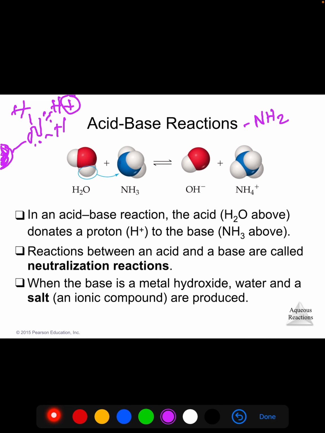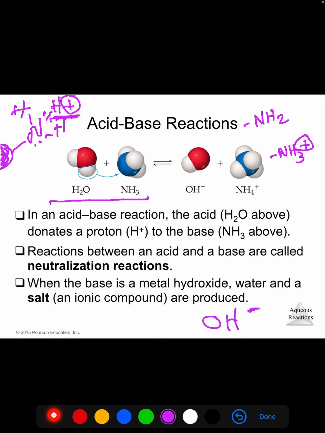Now this gets a plus charge on it. Sometimes we write that NH3+. But that is a weak base because it's soaking up the protons and raising the pH. It's not raising the pH by producing a base or OH minus. It's raising the pH by accepting the protons. It's a proton acceptor.